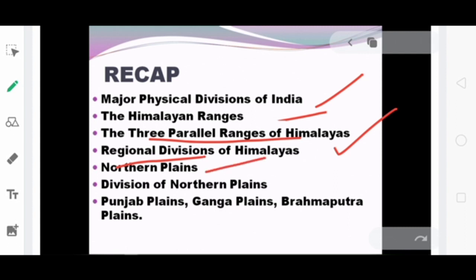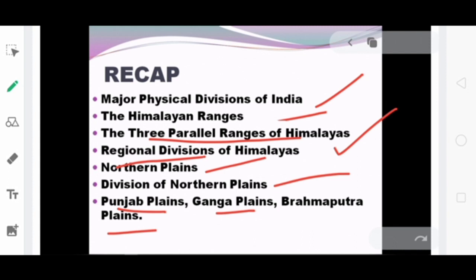Then we went on to the northern plains. We discussed that the northern plains are formed by the interplay of the 3 major river systems, the Indus, the Ganga and the Brahmaputra. And the northern plains are further divided into Punjab plains, Ganga plains and Brahmaputra plains.